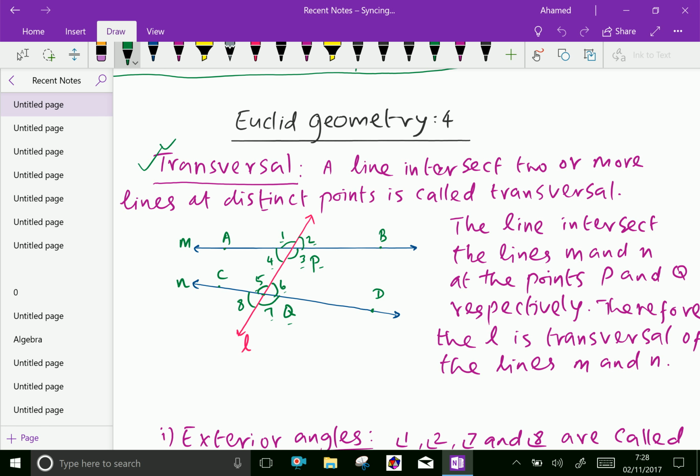Here the line is L. It intersects two distinct lines M and N at distinct points P and Q respectively. Then the line L is called a transversal of those lines. Now let us discuss the angles formed. Here the angles 1, 2, 3, 4, 5, 6, 7, 8 are taken in order.